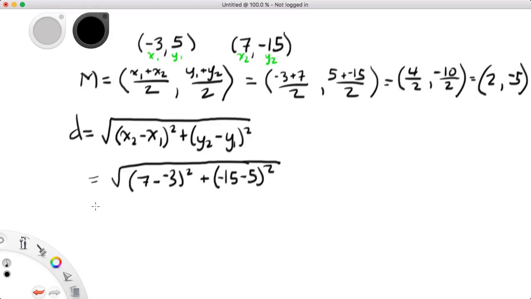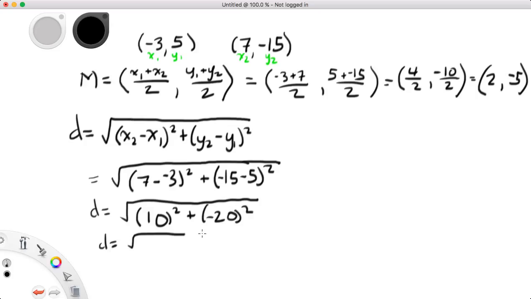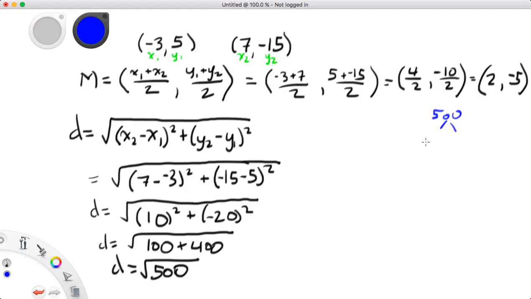So we have that it's the square root of 7 minus -3 squared plus -15 minus 5 squared. Okay, which is going to be, that distance is equal to the square root of, let's see, 7 minus -3. I'm guessing that that is 10, because when you subtract a negative, it becomes addition. So I've got 10 squared plus -20 squared. Okay, so distance is going to equal the square root of 100 plus 400, which is going to equal the square root of 500. So the distance equals the square root of 500.